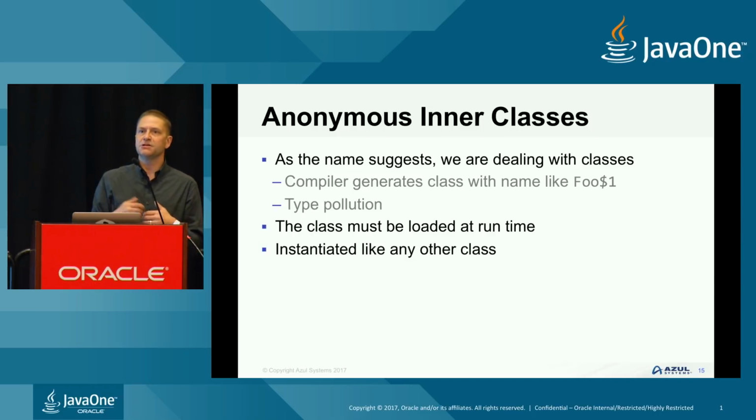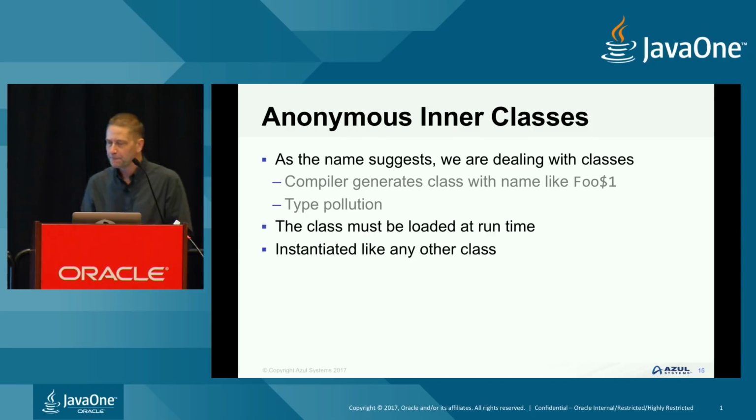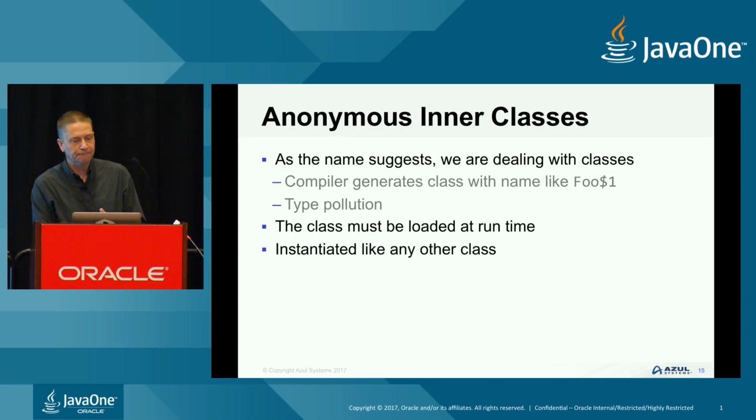And if you've got a class like Foo, then you're going to see a class which is named something like Foo$1 to represent the anonymous inner class that's being used by Foo. The problem with this is you end up with what's called type pollution. So you're generating lots more types in your application than you really need. What you really want is a function.